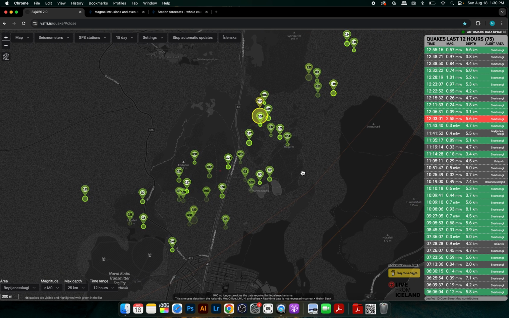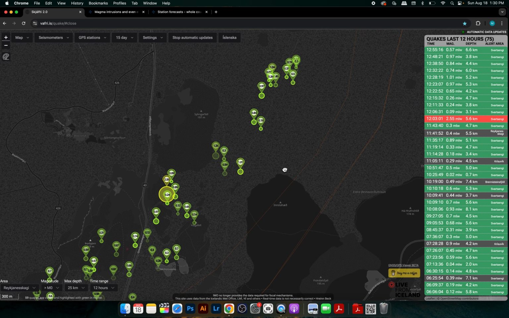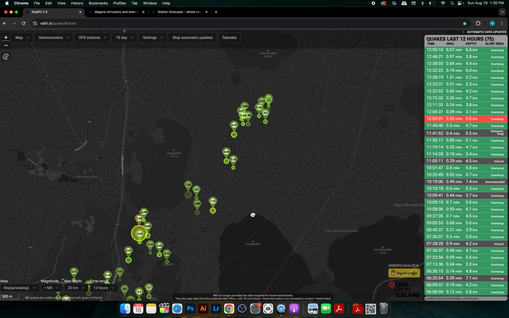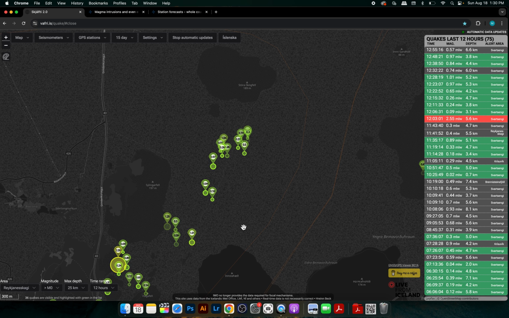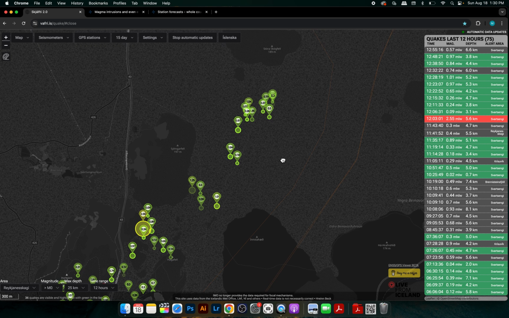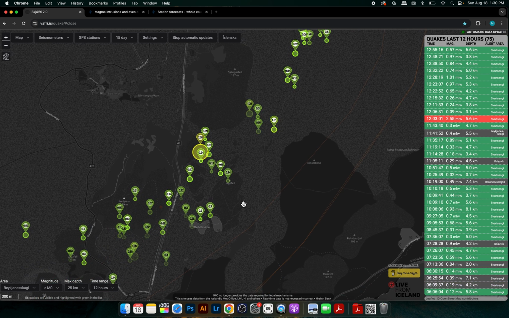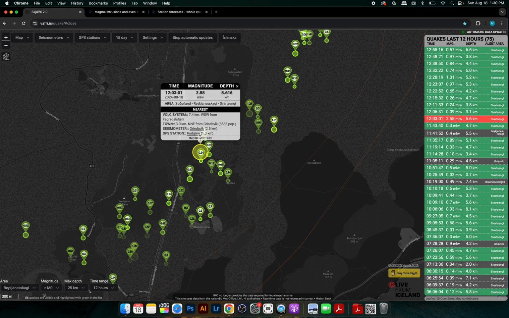power plant, and up here by Stóra-Skógfell, which is still the most active area between Sýlingarfell and Stóra-Skógfell. Last night there wasn't too much activity, but then it started picking up again. As we see, one here that reached almost 3 magnitude, 2.5 magnitude, but at 5.6 kilometers in depth.